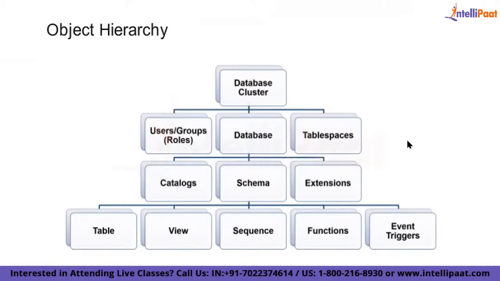And under the schema, we will get all of the objects. So maybe if someone is from Oracle, you may get a bit confused. In Oracle, users come under the database, right? But here in Postgres, users are at the same level as the database.